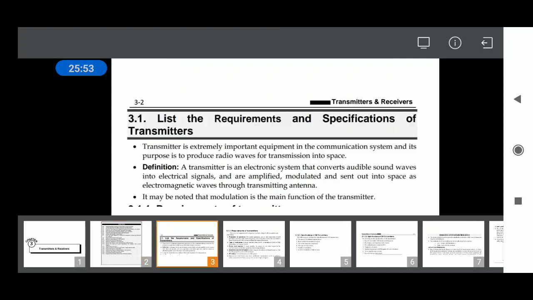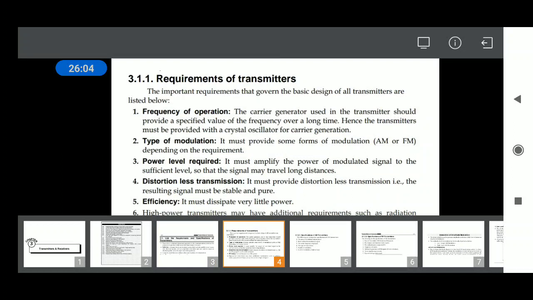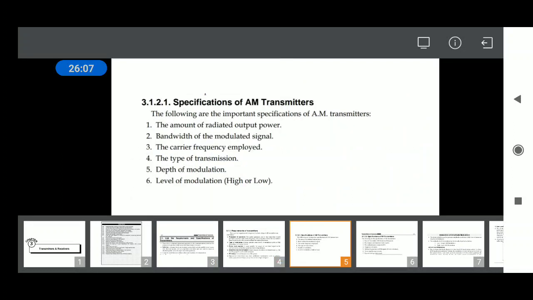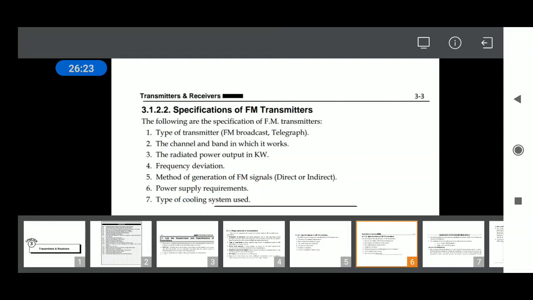We'll revise once again what the topics are. These are the specifications and requirements of transmitters. In any transmitter we need to know the output power and bandwidth. These are the two important parameters for any transmitter. Bandwidth should be less, and the power taken by the transmitter should also be less. For AM transmitters you need to know the modulation index, whereas for FM transmitters you need to know the frequency deviation.